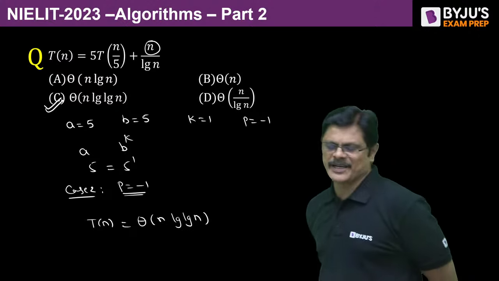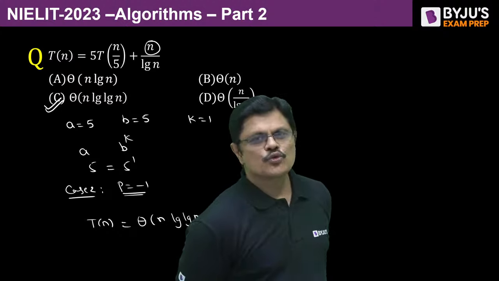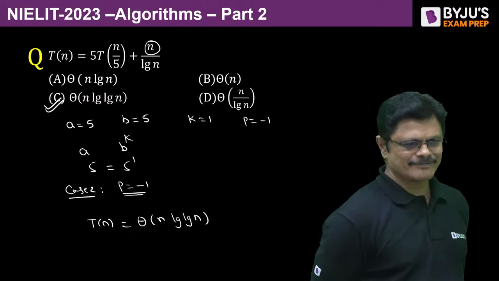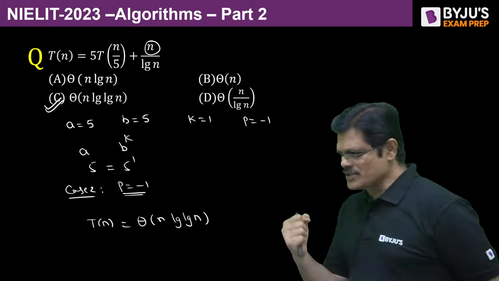Very good, very good. P is minus 1. Yes, yes, yes. Super. Yes.